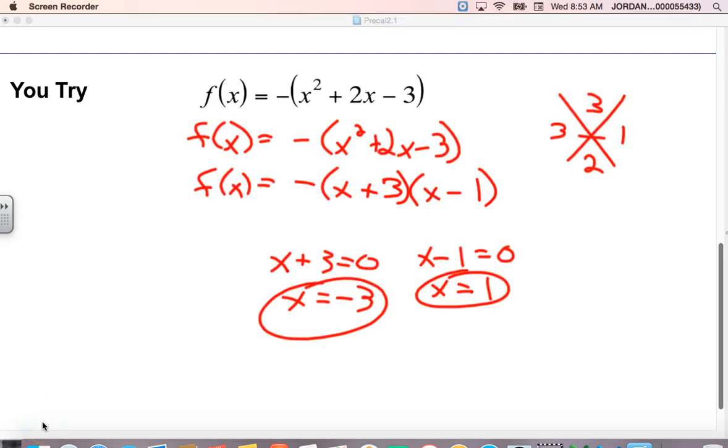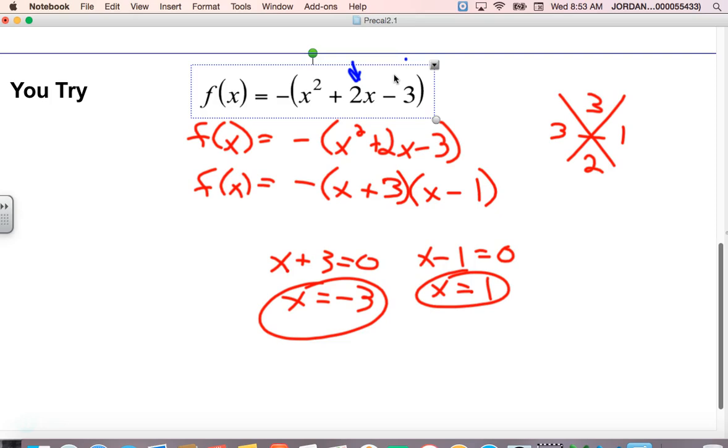So right here you can see we did our X box. We said what multiplies to be 3 and subtracts to give me 2. So I put 3 minus and a 2 right here. And I realized that those two numbers were 3 and 1. So I put those in my binomials with 3 and 1.